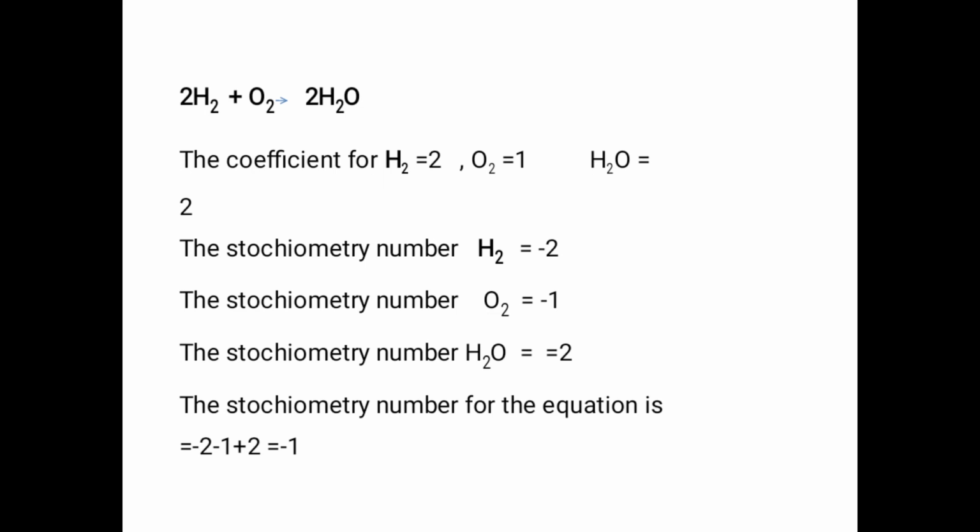Likewise, we can write the stoichiometric numbers for 2H2 plus O2 equals 2H2O. The coefficient for H2 equals 2, O2 equals 1, H2O equals 2. The stoichiometric number for H2 equals minus 2, a reactant. The stoichiometric number for oxygen is minus 1. The stoichiometric number for water equals 2. Therefore, the stoichiometric number for the equation is minus 2 minus 1 plus 2, that is equal to minus 1.